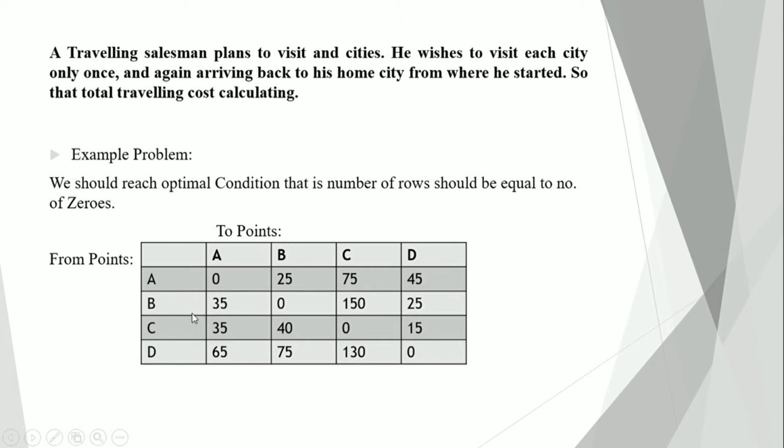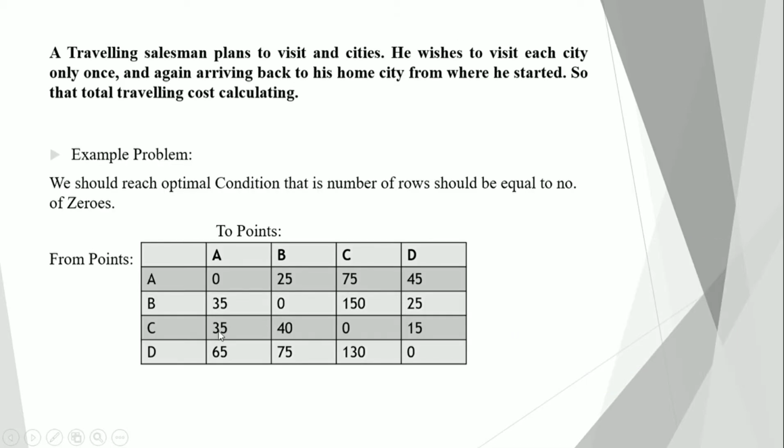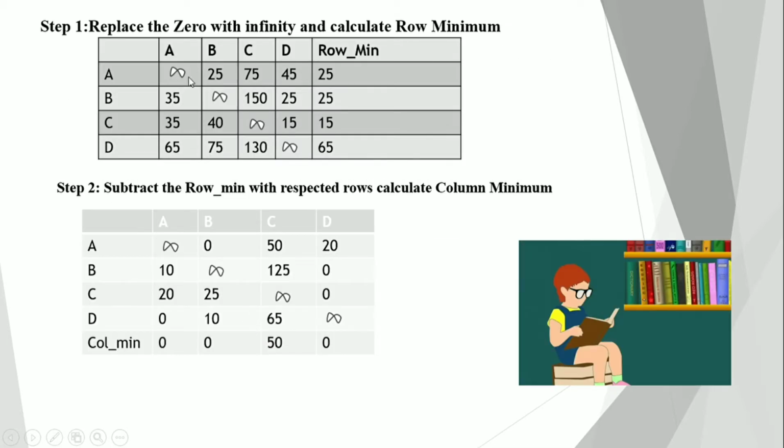This is the example problem for this. These are the values for the points. We will go to the steps. Step 1: we should calculate the row minimum. The 0 on the last slide means infinity, so we will replace it with infinity.